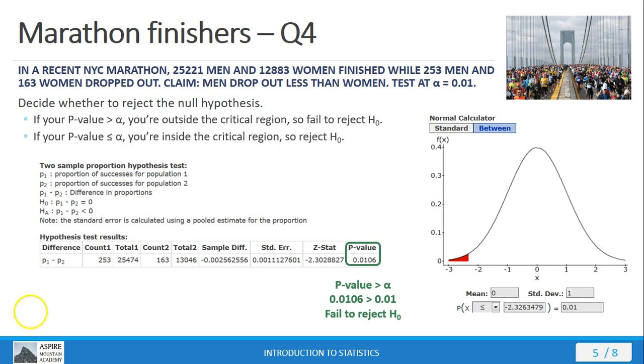hypothesis. Alternatively, with the test statistic, look at our test statistic here, negative 2.30, and the boundary for our critical region here, negative 2.326. So negative 2.30 is just barely outside the region of rejection. But it doesn't matter if you're just barely outside or if you're far away outside. Outside is outside. And so, because we're outside the region of rejection, we fail to reject the null hypothesis.